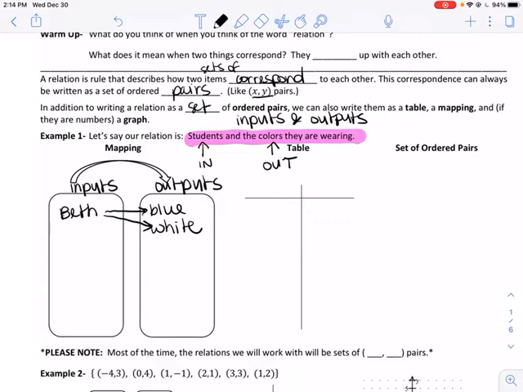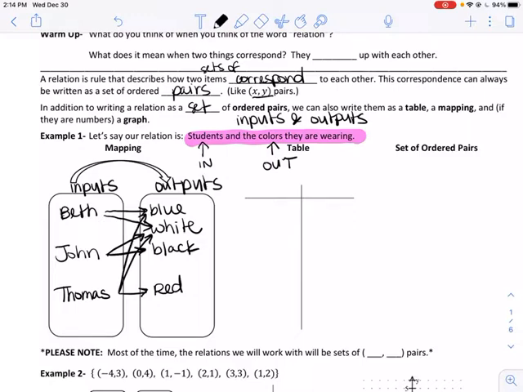If there's a color she's not wearing, like black, then there's no arrow going from Beth to that color. However, John is wearing black, and he's also wearing white. And then Thomas, he is wearing very patriotic colors today. He's going to wear red and white and blue.